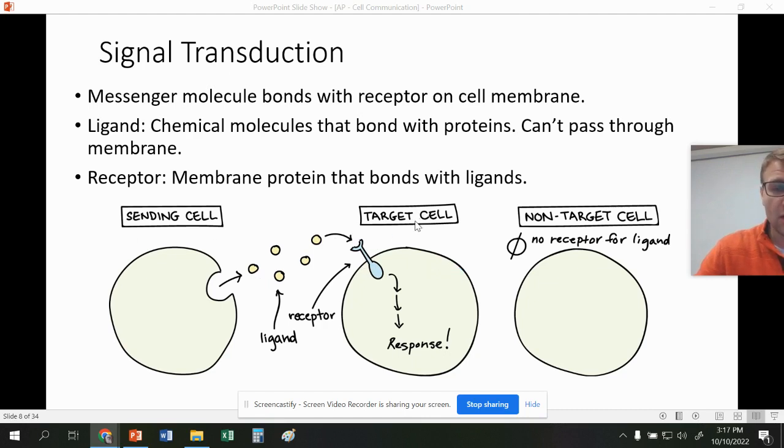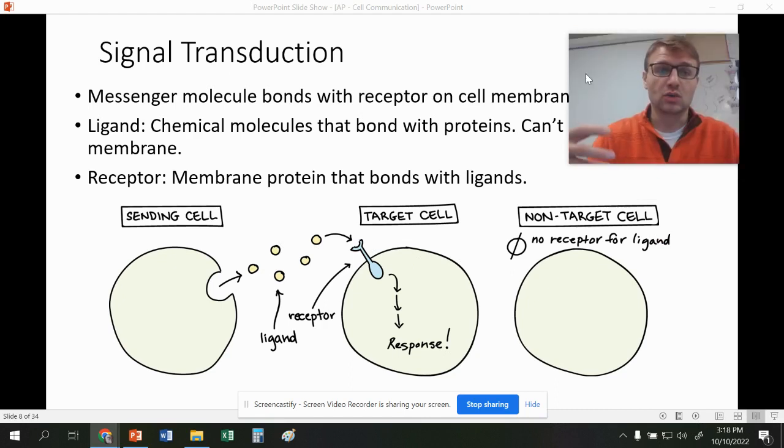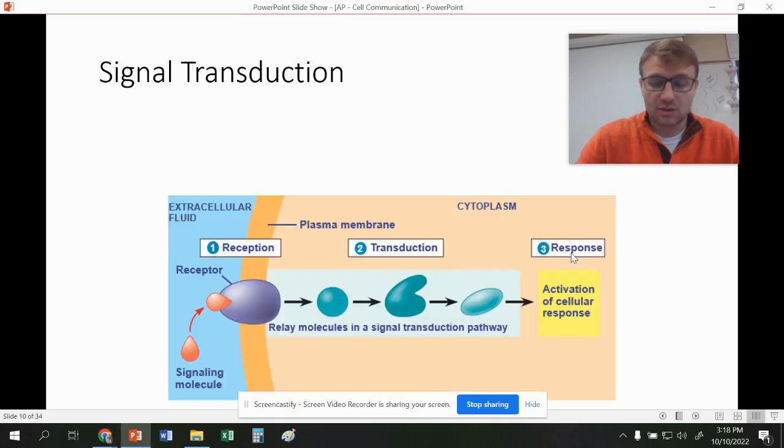We have a sending cell, and we have a target cell. You can see this non-target cell has no receptor for a ligand. So not all cells will have the same receptors. A lot of them will have many different receptors, and they will respond in different ways. Again, the whole goal of cell communication is to create some cellular response in some cells versus other cells. So again, these membrane proteins are called receptors, and these molecules are called ligands.